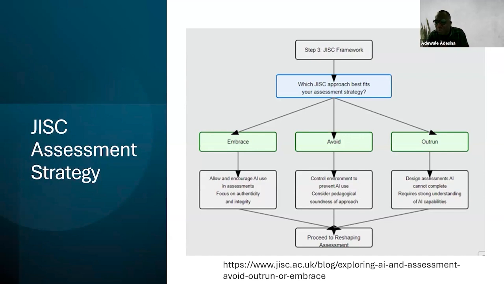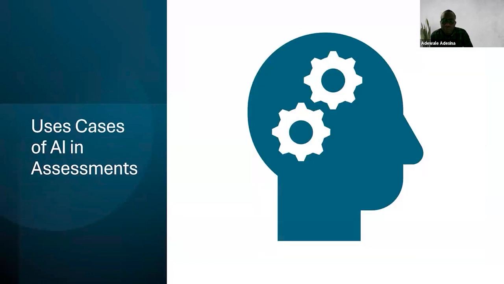So the question is, where do you lie, as a person or as an institution, regarding application of AI in assessment? Is it to embrace it? Is it to avoid it? Or is it to outrun it? Okay. But it's food for thought. The URL is here. We can study it more, and I think it gives a very good context for this.